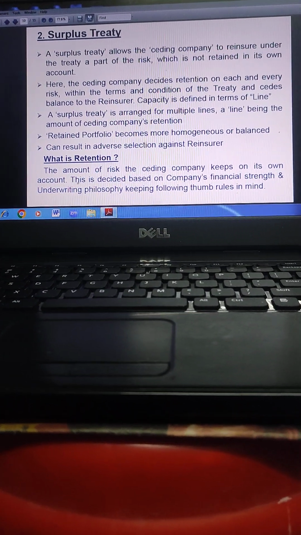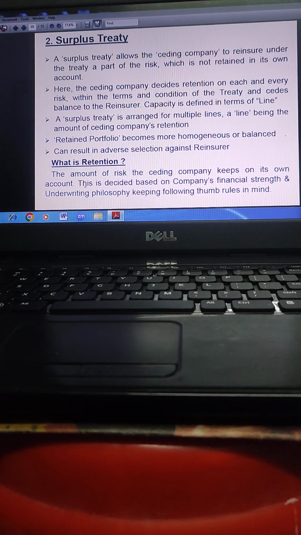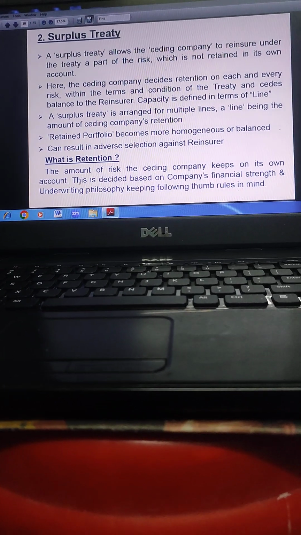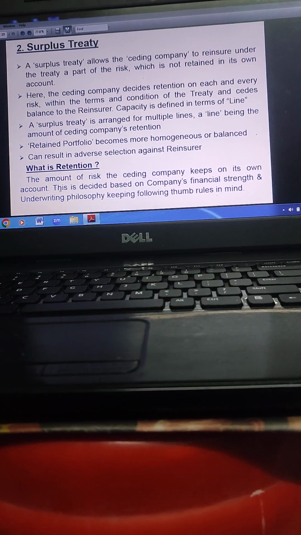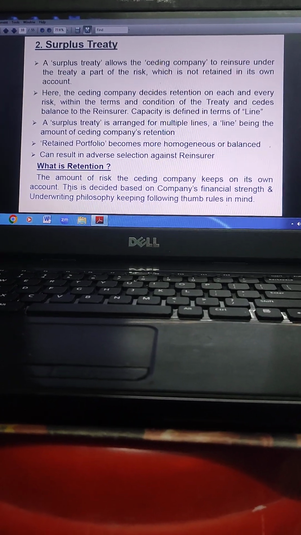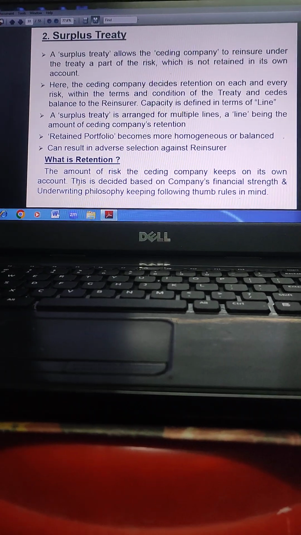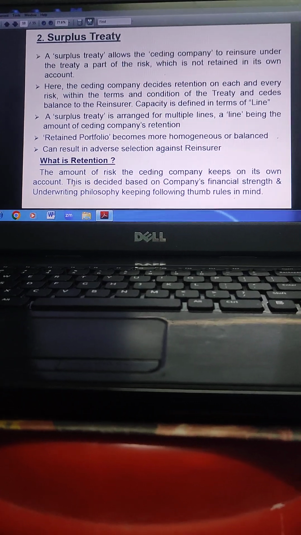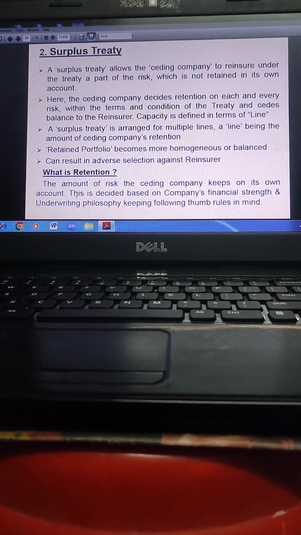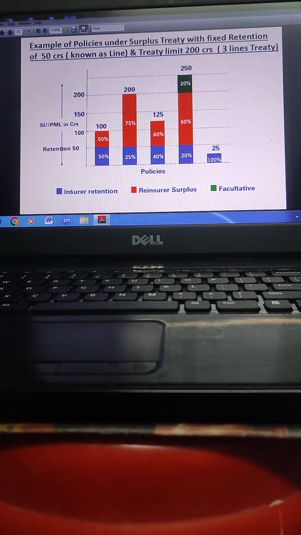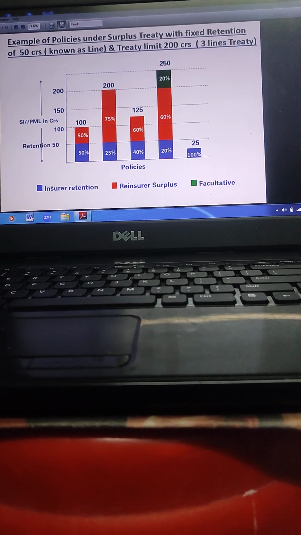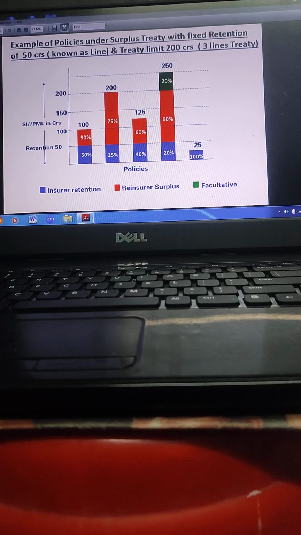Let's understand retention. What is retention? The amount of risk the ceding company keeps on its own account is called retention. This is decided based on the company's financial strength and underwriting philosophy, keeping the following thumb rules in mind. This is an example of policies under a surplus treaty with a fixed retention of 50 crores.